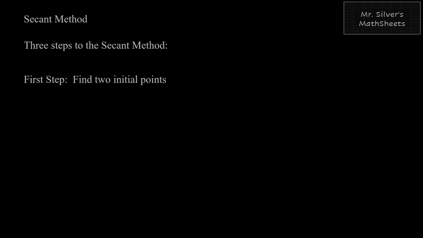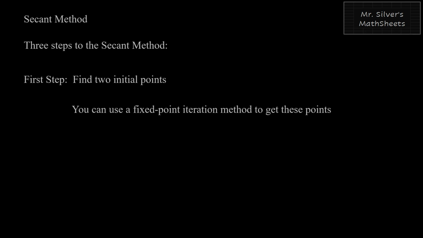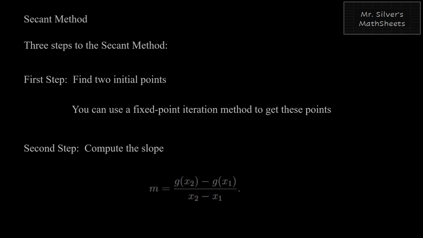precision. Okay, so first step of doing the secant method, you have to find 2 initial points. How would you find 2 initial points? Well, you could use fixed point iteration to get these points. Second step, you want to compute the slope. That's straightforward. The change in y value divided by the change in x value.